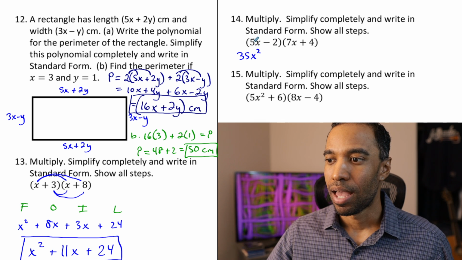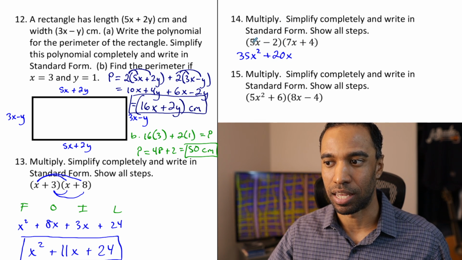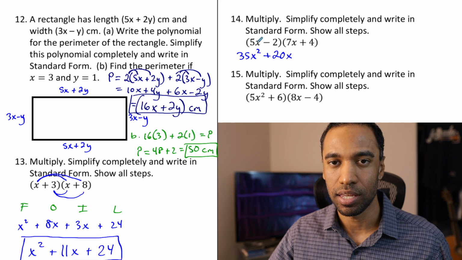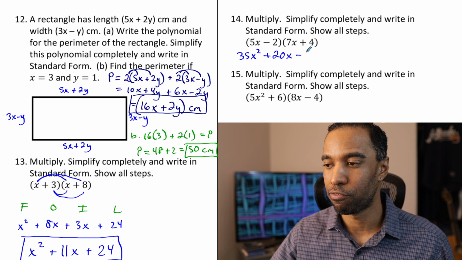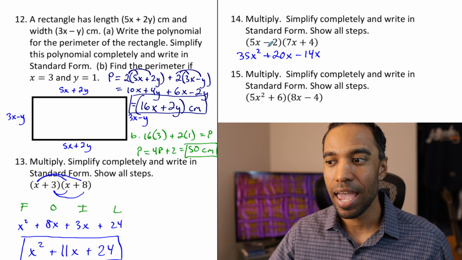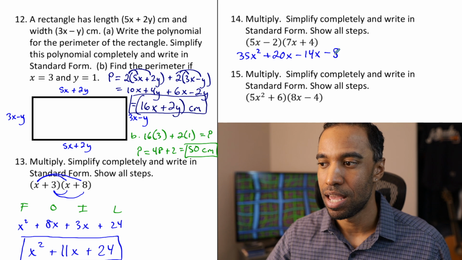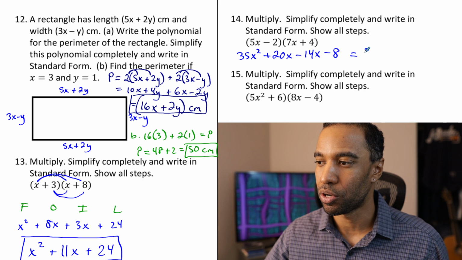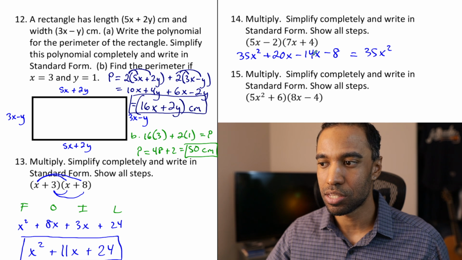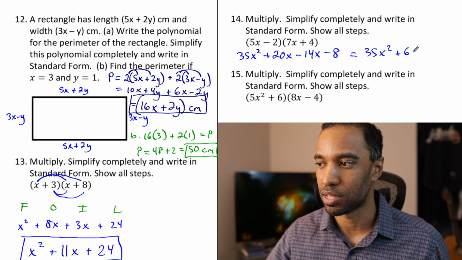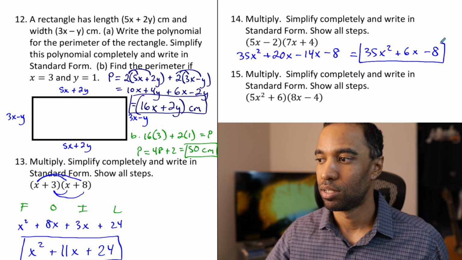35x squared. Outside, 5x times 4, that's 20x. Notice that has an x in it. 5 times 4 is 20, times x is 20x. Negative 2 times 7x is negative 14x right there. And it's a negative 2 one more time. Negative 2 times 4, that is negative 8. And that combines to be 35x squared. It looks like this will combine to be plus 6x. 20 minus 14 is plus 6. Plus 6x minus 8. That is the end result of that there.